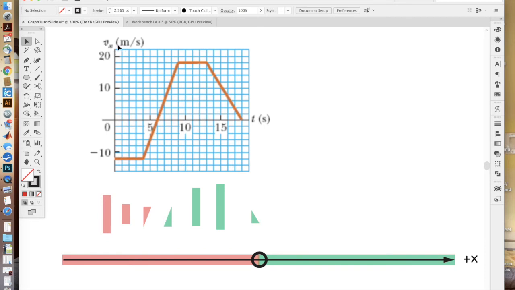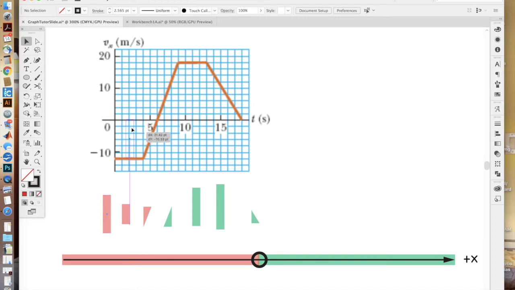Same thing goes here. Now instead of multiplying x in meters and y in meters, we're multiplying t in time with meters per second velocity. But when you multiply them together, the units are going to partially cancel. You get meters per second times seconds, and you're left with meters. And meters is the units of displacement.